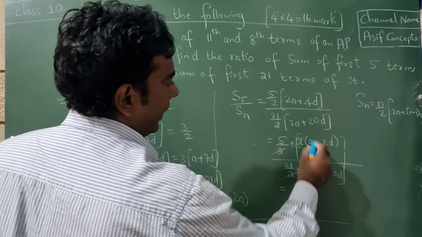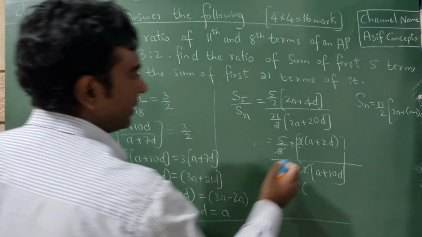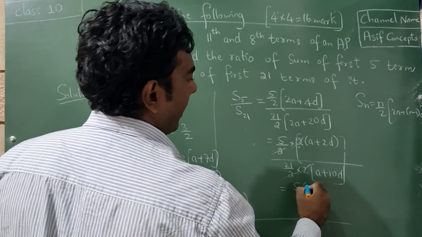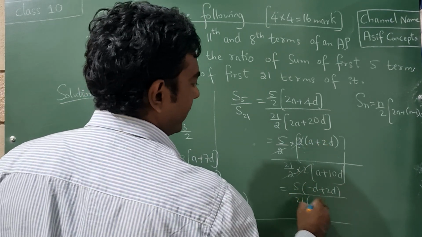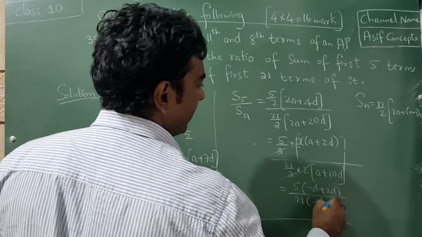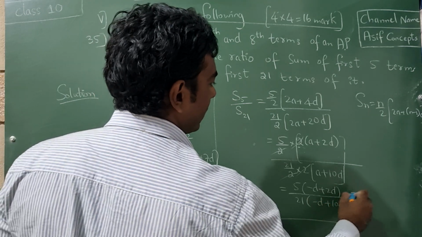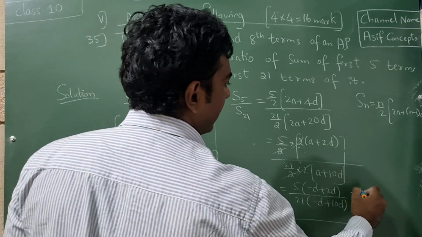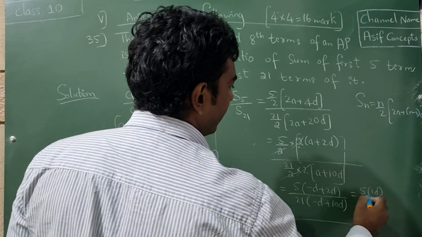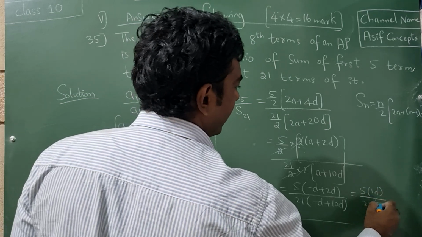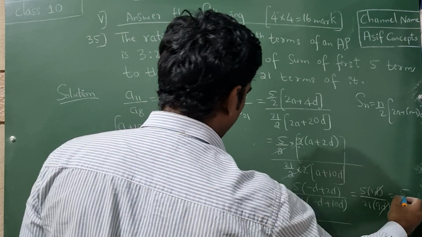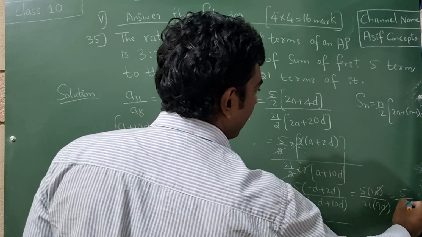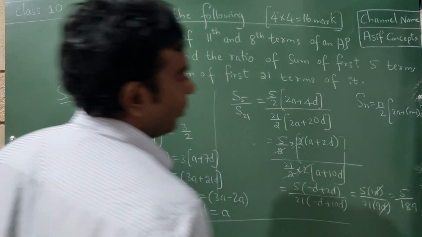Now, a value is how much here? Minus d. So minus d plus 2d divided by 21 times minus d plus 10d. So this will be how much? 5 into 1d divided by 21 by 9d. d and d get cancelled. So the final answer will be 5 divided by 21 into 9, which is 189.